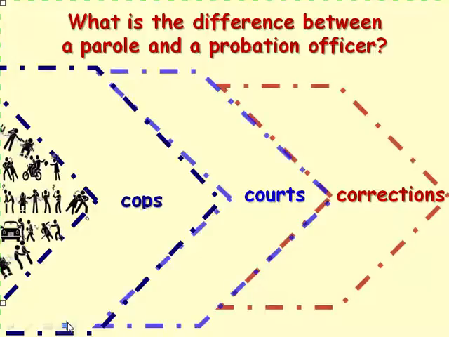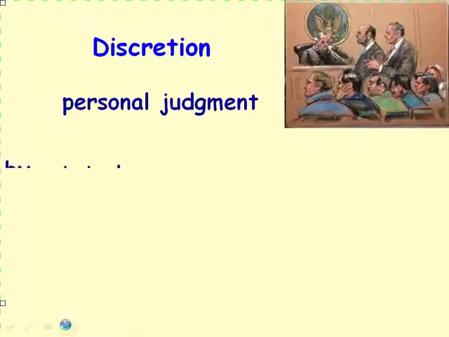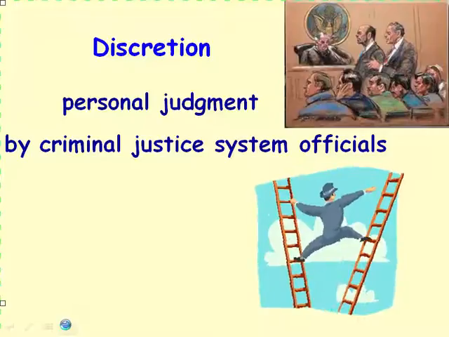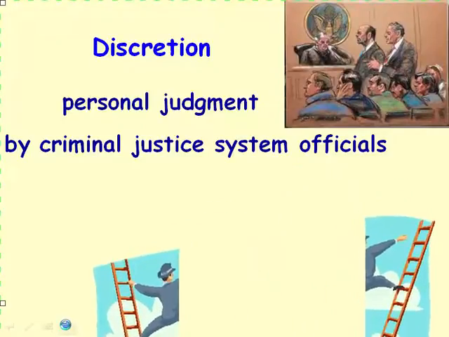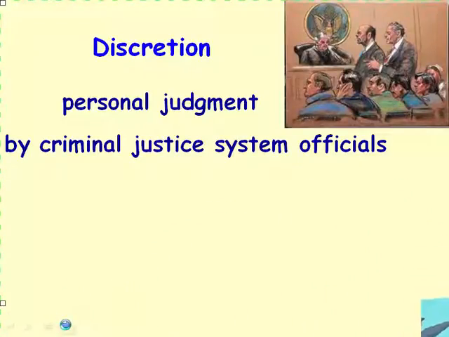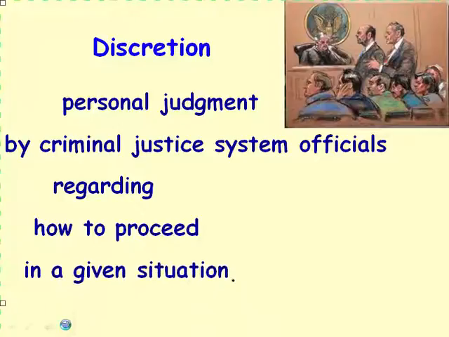Here's another question. What is the difference between a parole and a probation officer? Now let's discuss discretion. Discretion refers to the use of personal judgment by police officers, prosecutors, judges, probation and parole officers, and prison guards regarding how to proceed in a given situation.